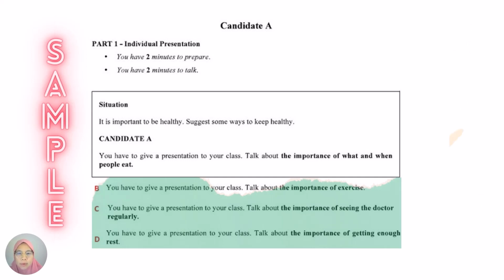Here's the question paper. Right at the top, it mentions that this is candidate A's paper. Every candidate will have different papers and everyone's situation will be the same. For example, it is important to be healthy. Suggest some ways to keep healthy. The difference will be in your different perspectives, as you can see in the phrases in bold. So everyone will contribute different perspectives to one topic.